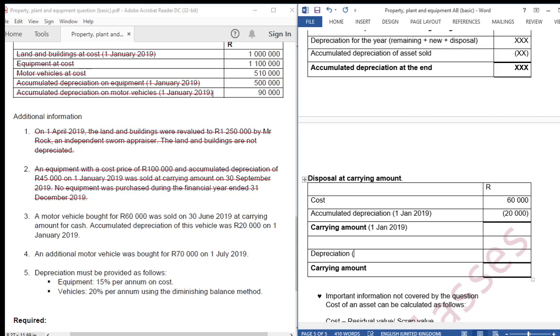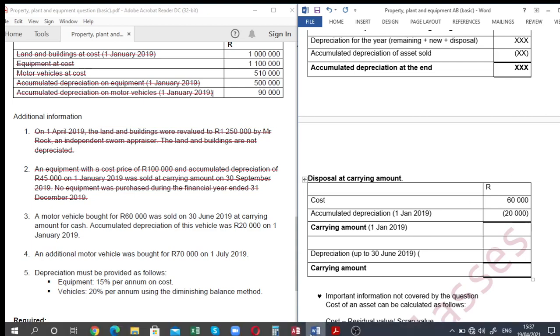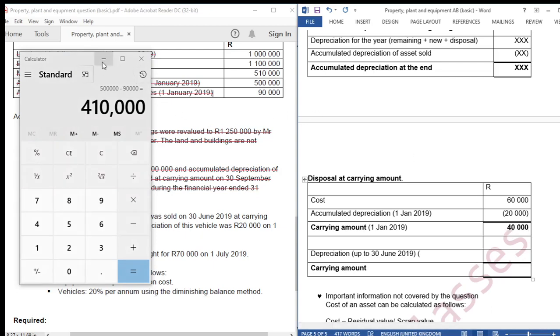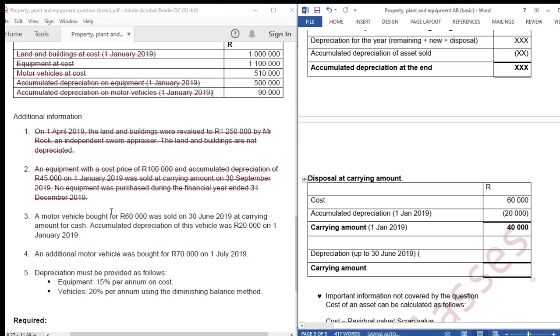So we need to calculate depreciation until the date of sale, which is 30 June 2019. Let us calculate this first. 60,000 subtract 20,000, that's 40,000.